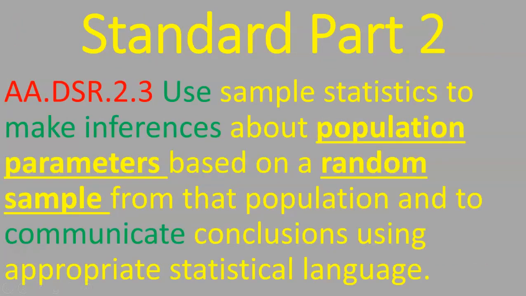Use sample statistics to make inferences about population parameters based on a random sample from that population, and to communicate conclusions using appropriate statistical language. That word inferences means you are using logic, reasoning, and evidence to make conclusions about a population. A parameter is just a measure of a population, whereas a statistic is a measure of a sample. Again, you see that word random. Everyone should have an equal chance of being selected. And of course, you always want to use appropriate statistical language when you're drawing your conclusions.